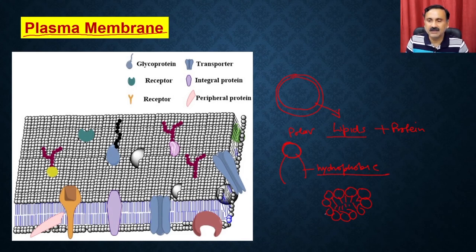So if you put this under an aqueous environment, it will form a membrane like this, okay? And that's how the plasma membrane is made up of lipids as well as proteins. What you see here, these ball-like structures, are the polar head groups, and these tail-like structures are the hydrophobic tails.